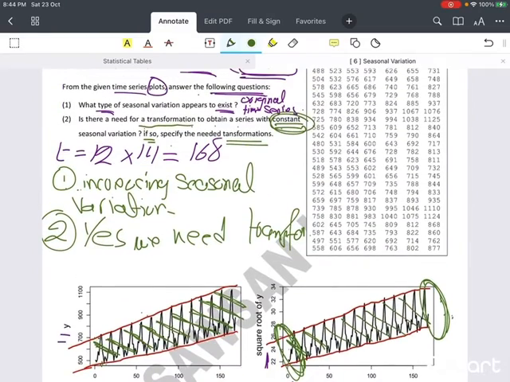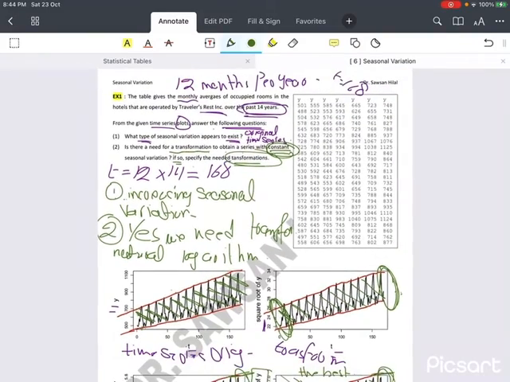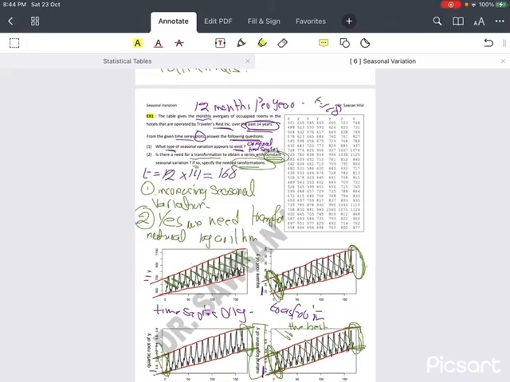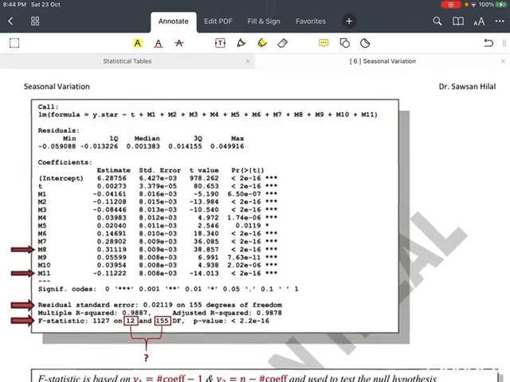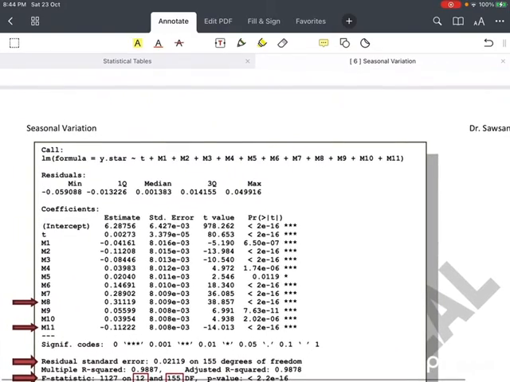So you can write here what type of transformation, because they ask what type of transformation. I write that it is the natural logarithm. So we choose it as the natural logarithm, and here they did the natural logarithm. Okay, they did the transformation as natural logarithm.